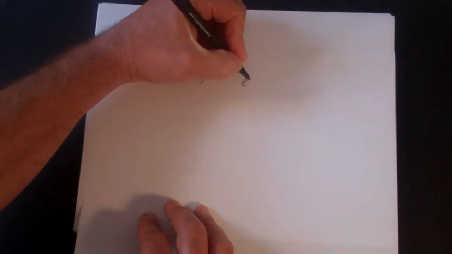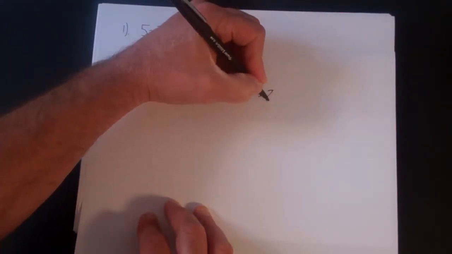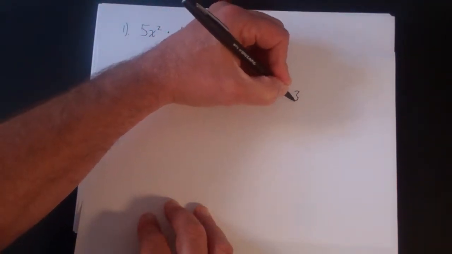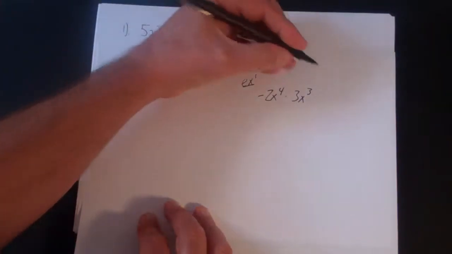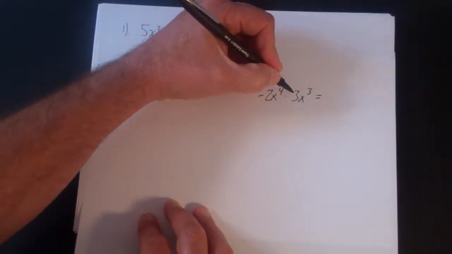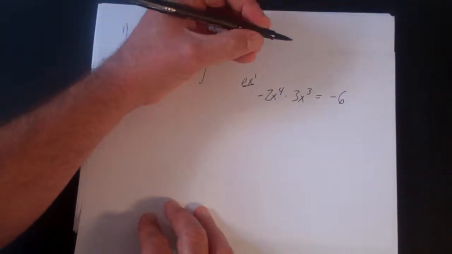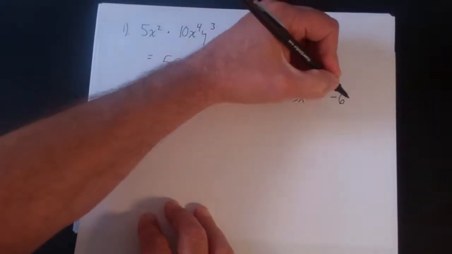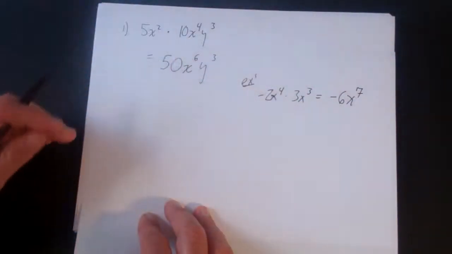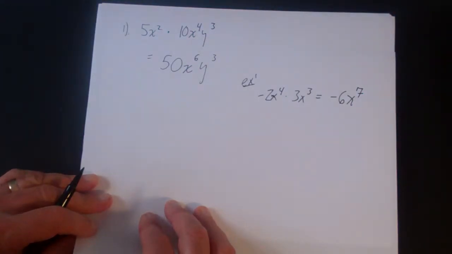If you want to look at another example, let's look at minus 2x to the fourth times 3x to the third. Minus 2 times 3 is a minus 6. x to the fourth times x to the third would be x to the seventh. Just another example. That's monomial times monomial.